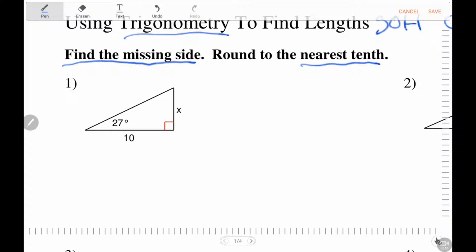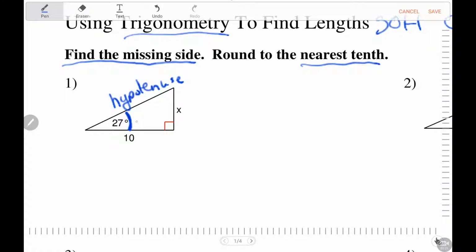Okay, so our first problem here. If we want to find the missing side, first we need to know what angle we're going off of. These are very easy because we're basing everything off of this angle right here. Now, when we know our angle, we can start labeling our sides. We always know that the side opposite of the right angle is the hypotenuse.